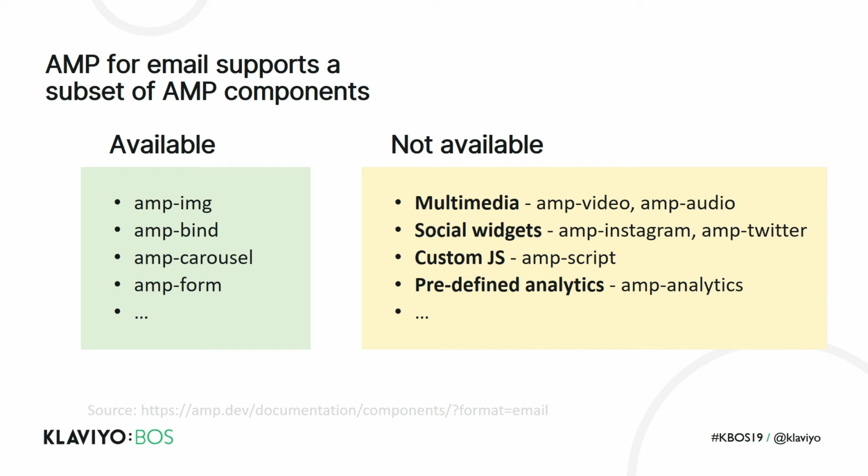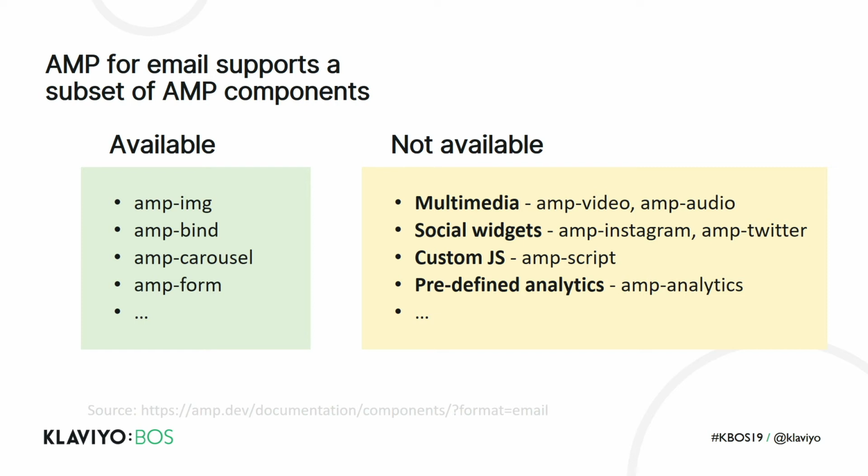Now, it also doesn't support complex behaviors like social widgets, for example, AMP Instagram and AMP Twitter, because that would be way too complicated to include inside your email client. Also, it's important to know that AMP script, which lets you run arbitrary JavaScript, is not supported for pretty obvious reasons. It would be a complete security violation. And then AMP Analytics is also not supported because the analytics vendors that are supported on AMP Analytics are for websites and not for AMP for email.